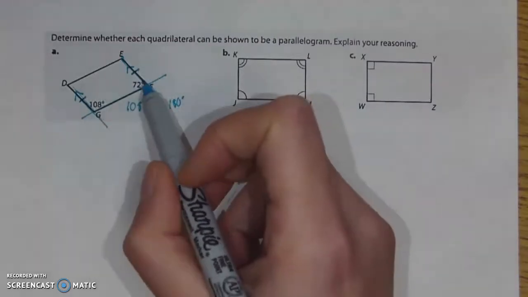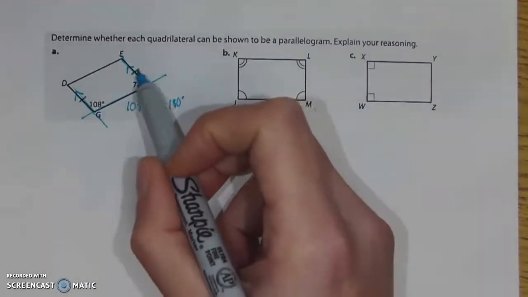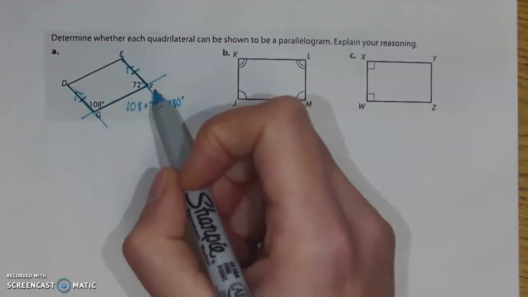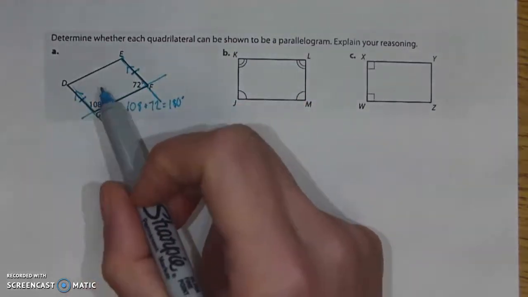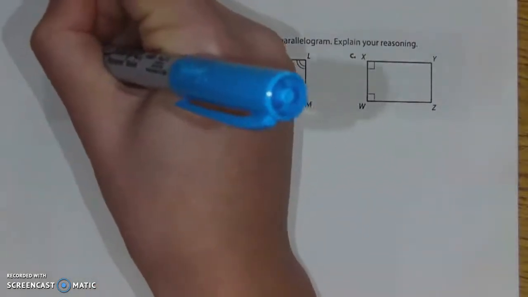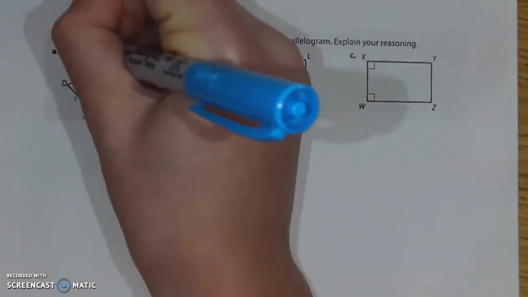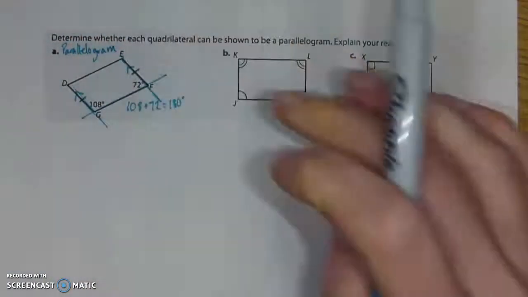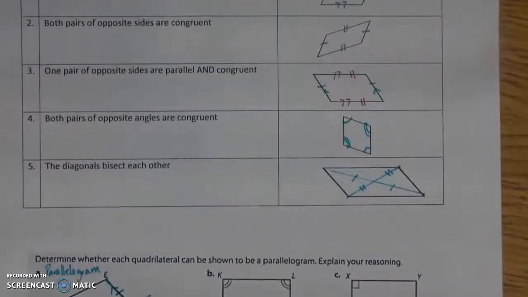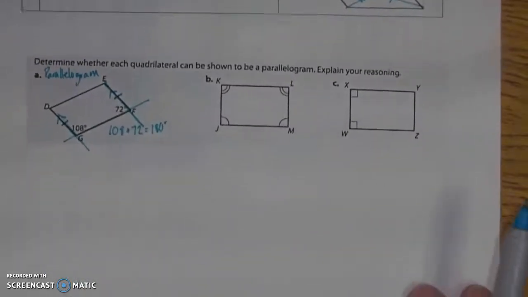So I'm able to say, just because these two are supplementary, that the lines containing EF and the line containing DG are parallel. Therefore, this is a parallelogram. And that is from number 3 of our chart. Opposite sides are parallel and congruent.